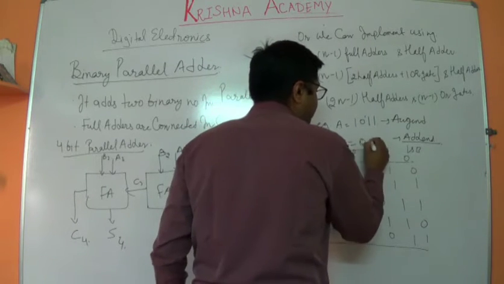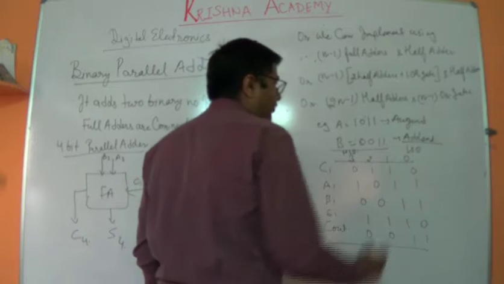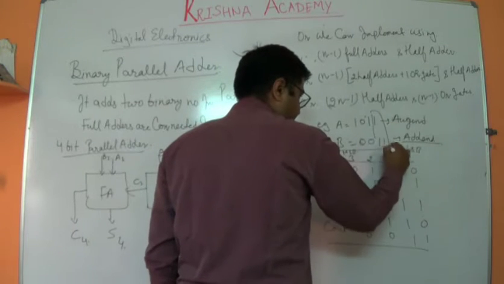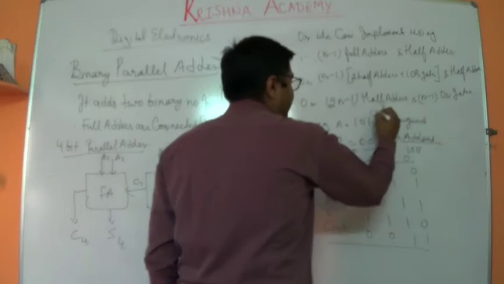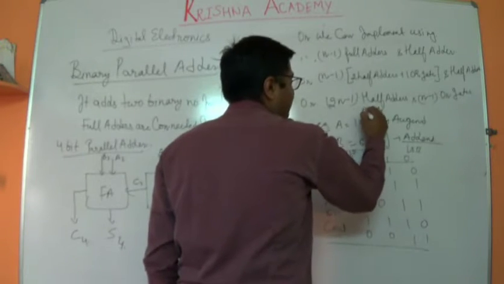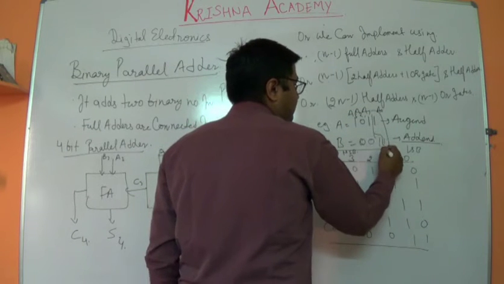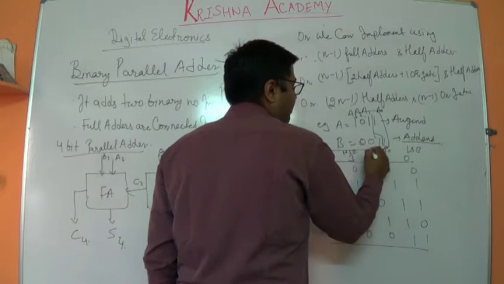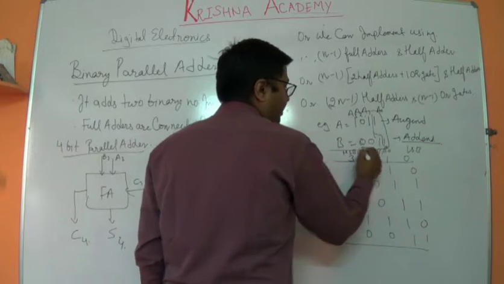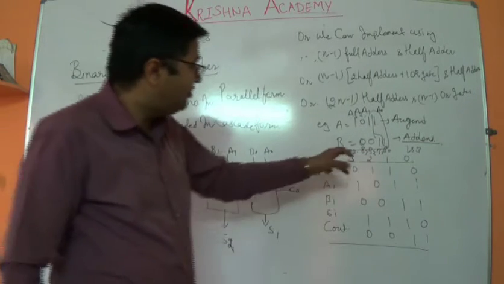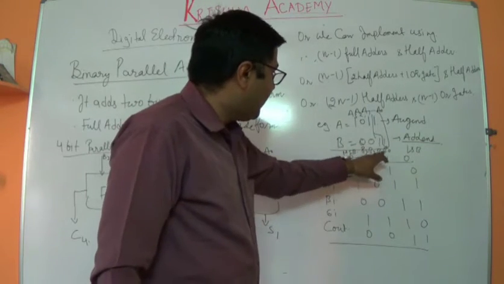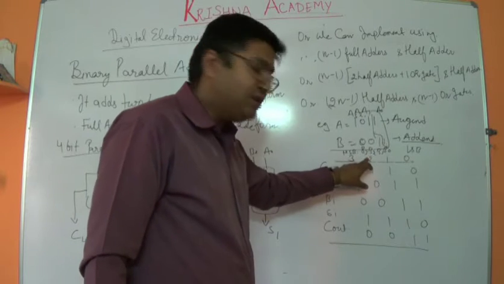Now this number is 0 0 1 1. Now we will start from the LSB. This is A0, this is A1, this is A2, and this is A3. Again, this is B0, B1, B2, and B3. Now we have these two numbers, and there are 4 bits in each number.